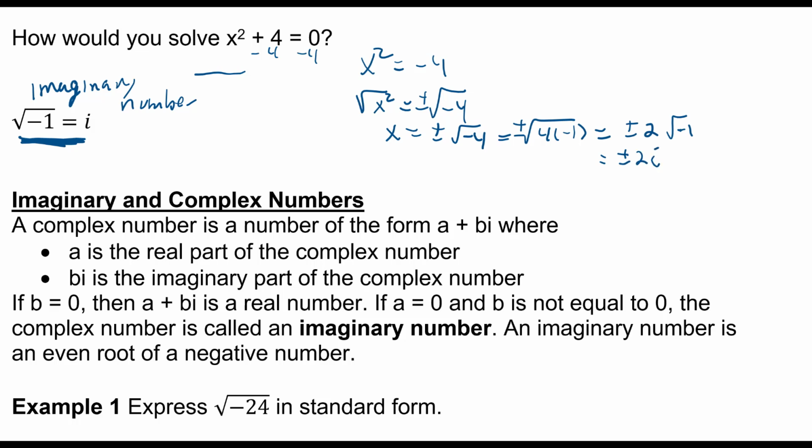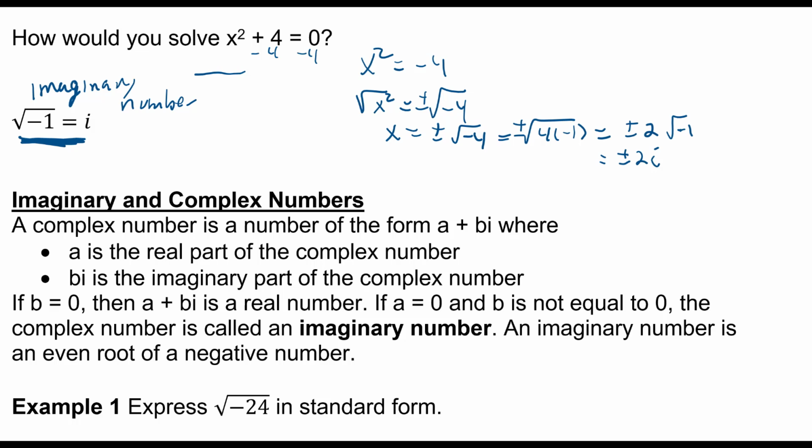I for imaginary. So imaginary and complex numbers. Here's our written definition. A complex number is a number of the form a plus bi, where a is the real part of the complex number, and bi is the imaginary part of the complex number. So if b is equal to 0, then the bi part is just 0, and it's just a. You get a real number. If the a part is 0, and b is not 0, you end up with just the bi, which is an imaginary number.